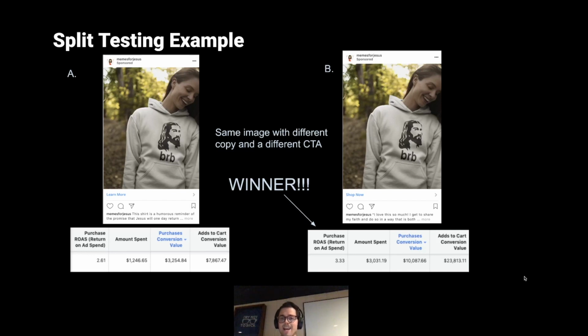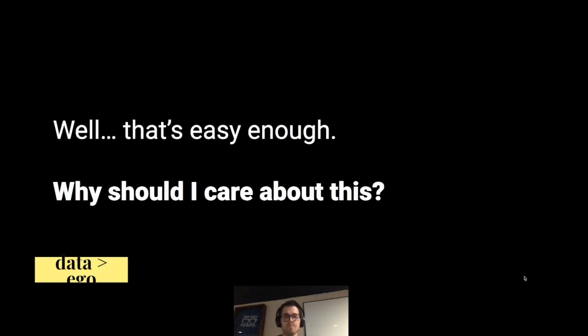But if we didn't test out those two simple things, such as the Learn More button and slightly different copy, we could have easily just run with the first one, which wasn't doing bad. But compared to the one on the right that's getting a 3.3 return on ad spend, it was doing bad. That's something we wouldn't have known if we hadn't tested the two together and split tested them.